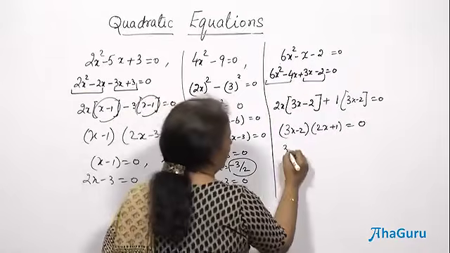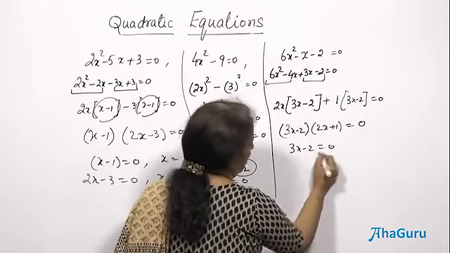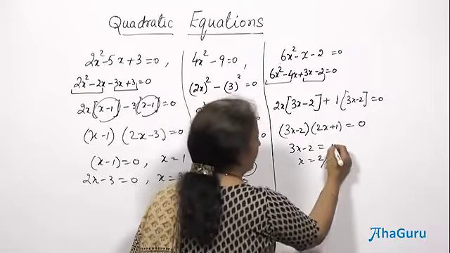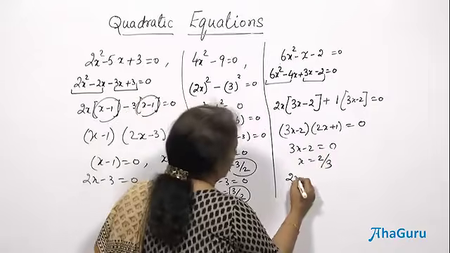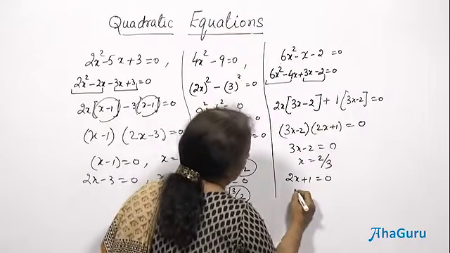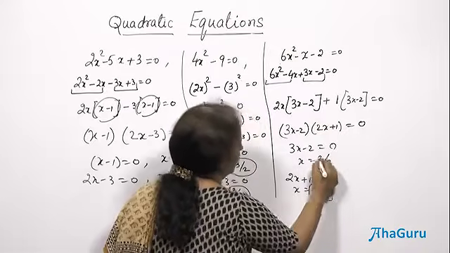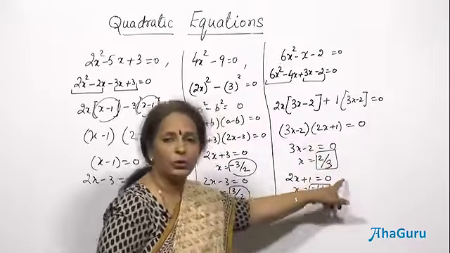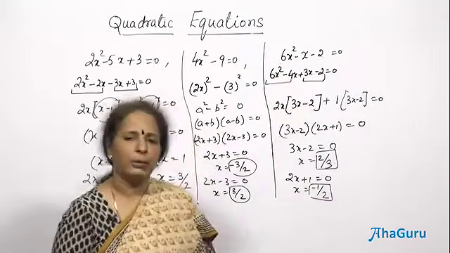This gives me x is equal to, 3x minus 2 is equal to 0, gives me x is equal to 2 by 3. Be careful with the signs and all that. When 2 goes to the other side, it becomes plus 2. Then here 2x plus 1 is equal to 0 gives me x is equal to minus 1 by 2. These are the factors, but these are the zeros or the roots of this quadratic equation 6x square minus x minus 2.